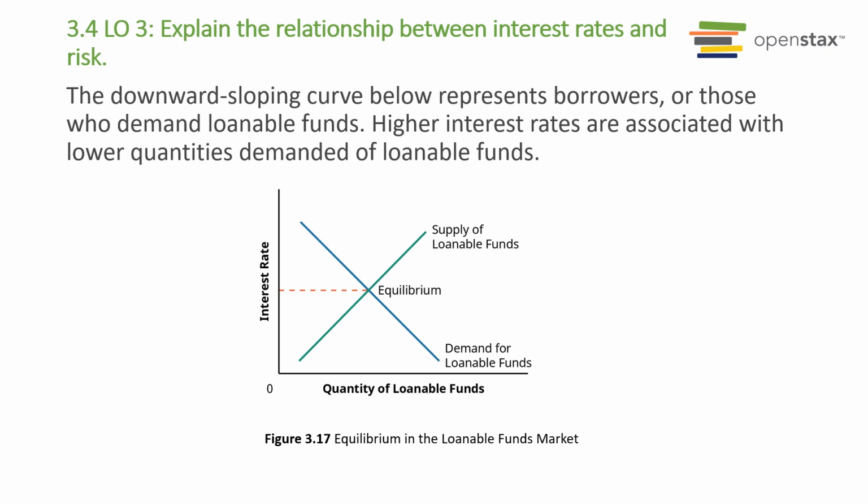Explain the relationship between interest rates and risk. The downward sloping curve below represents borrowers, or those who demand loanable funds. Higher interest rates are associated with lower quantities demanded of loanable funds. The equilibrium occurs where the supply of loanable funds intersects the demand for loanable funds, giving us an equilibrium quantity of loanable funds and an equilibrium interest rate, according to Figure 3.17, the equilibrium in the loanable funds market.